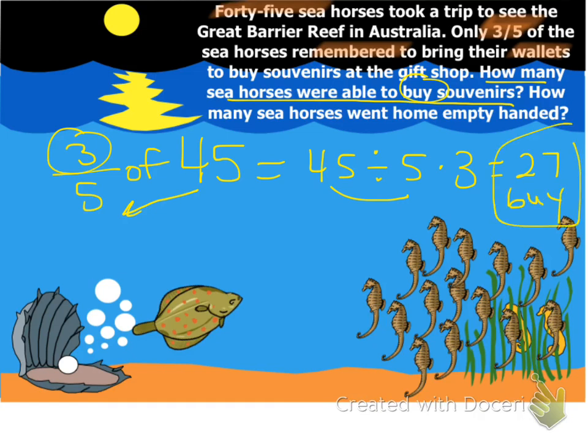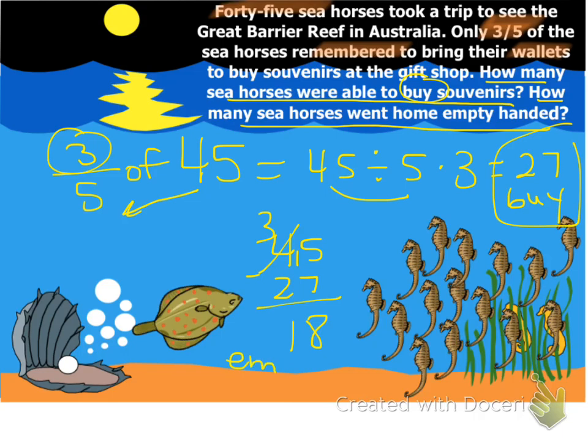And then the second question, how many seahorses went home empty-handed, which means they didn't get to buy anything. Well, if you have a total of 45 seahorses, 27 bought something, the rest did not. So the rest would be 18. They were empty-handed, which means they didn't buy anything. Sorry, you sad little seahorses.